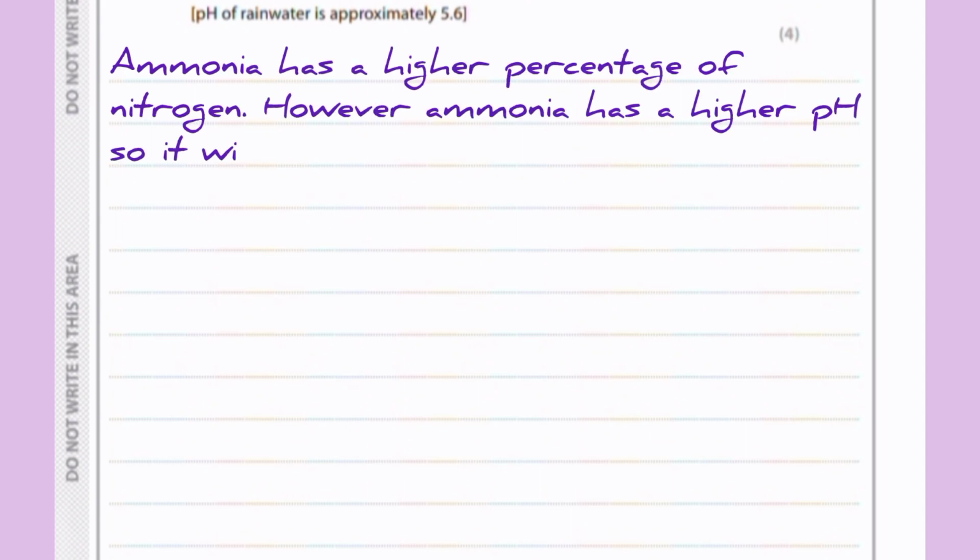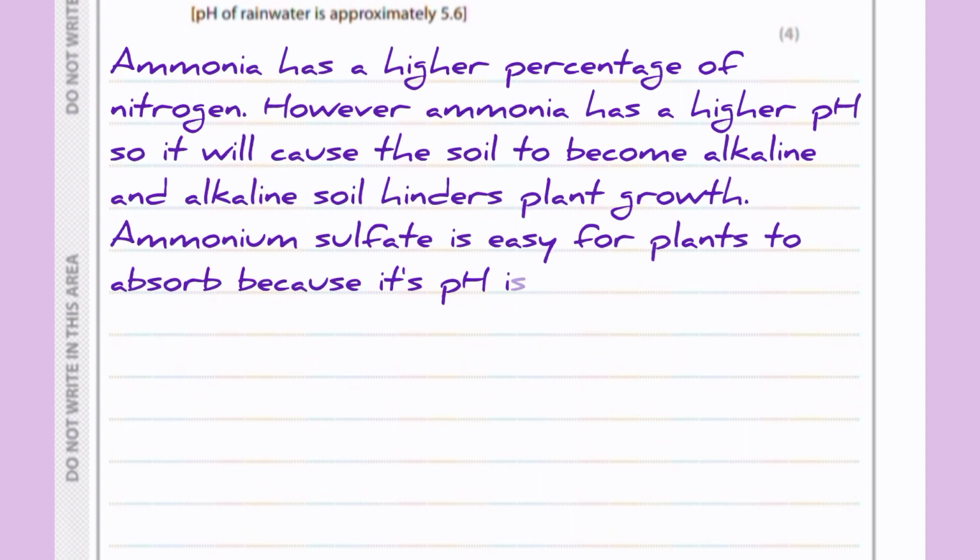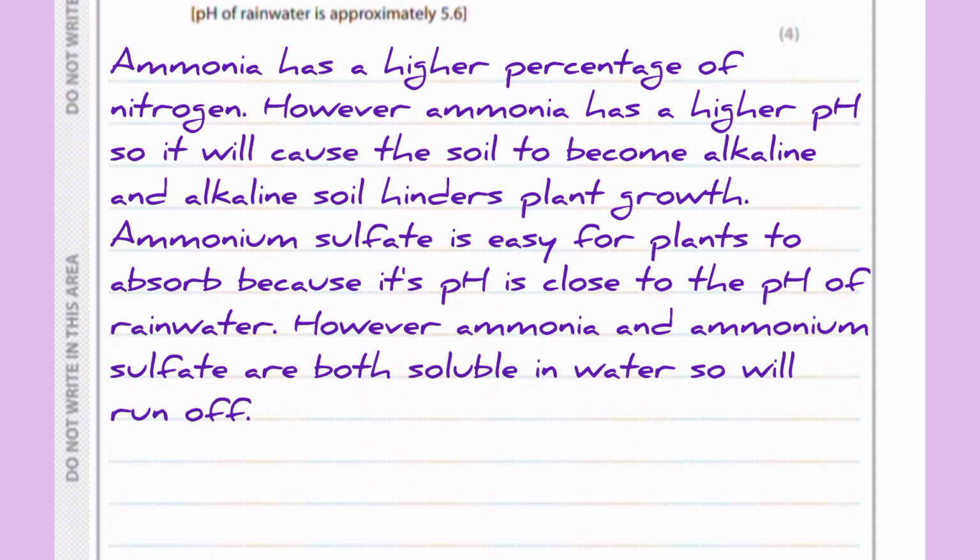So the advantage of using ammonia is that it has a higher percentage of nitrogen. However, it does have a higher pH, so it will cause the soil to become alkaline, and alkaline soil hinders plant growth. On the other hand, ammonium sulfate is easy for plants to absorb because its pH is closer to the pH of rainwater. However, ammonia and ammonium sulfate are both soluble in water, so will run off.